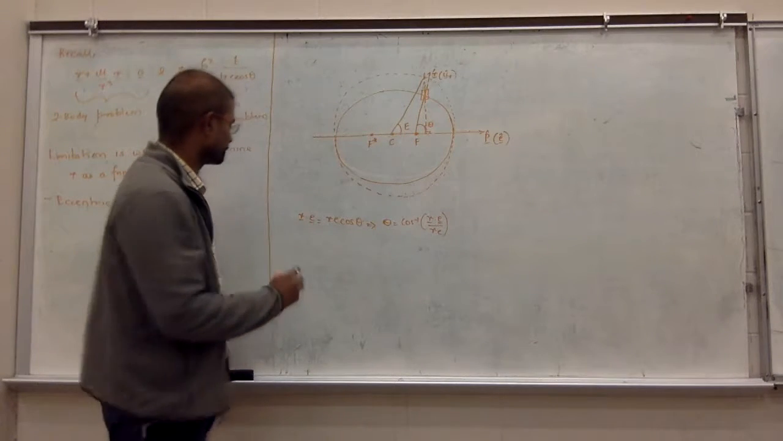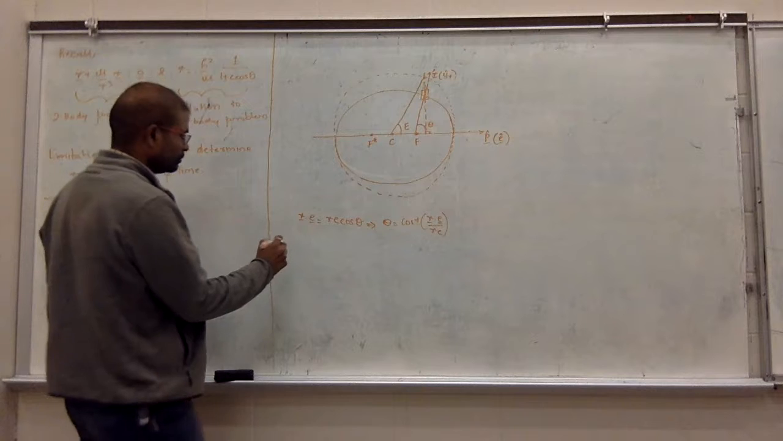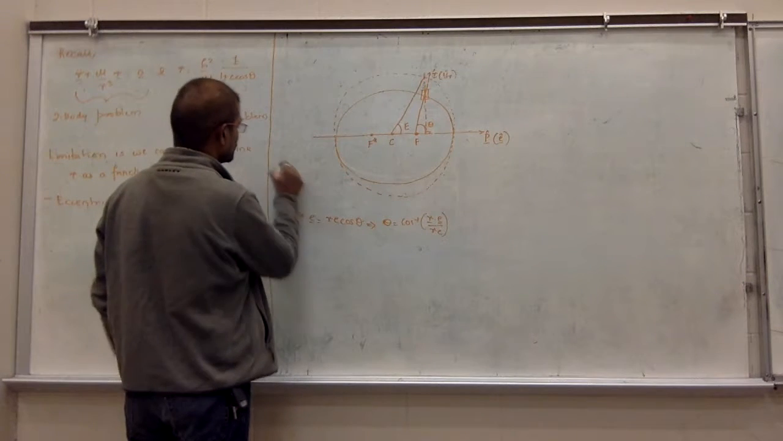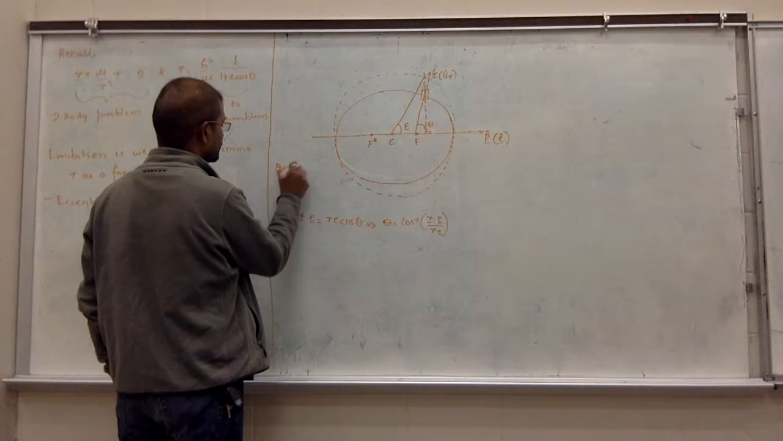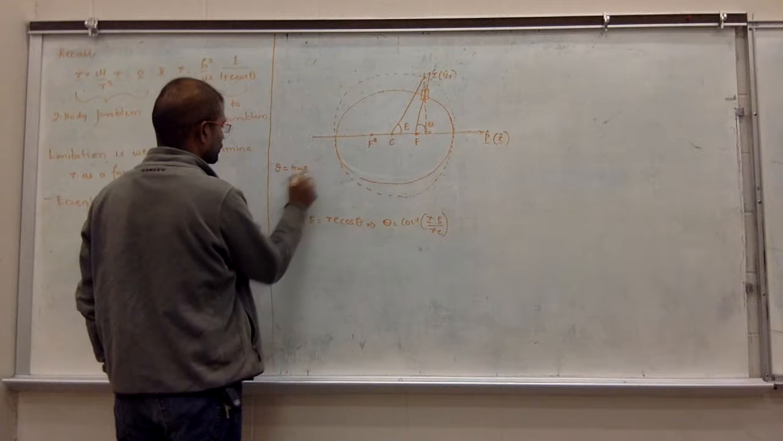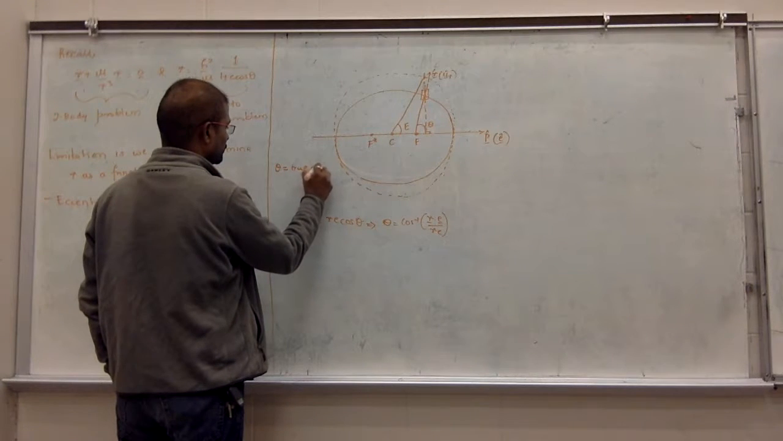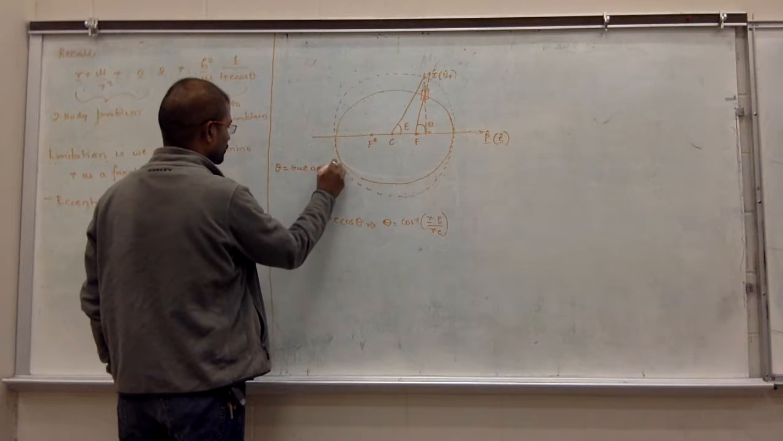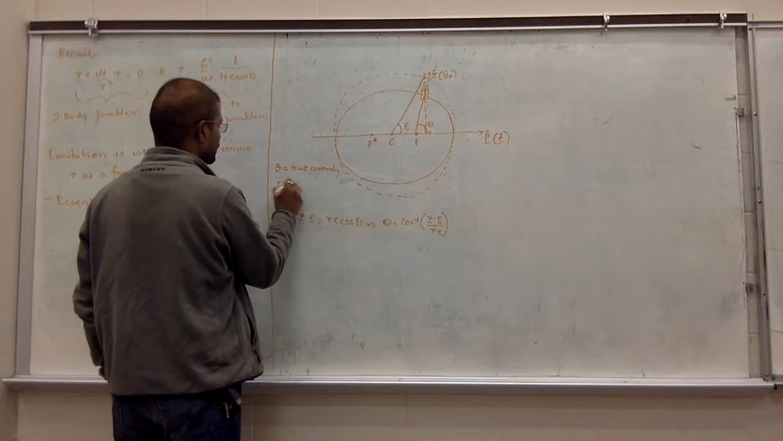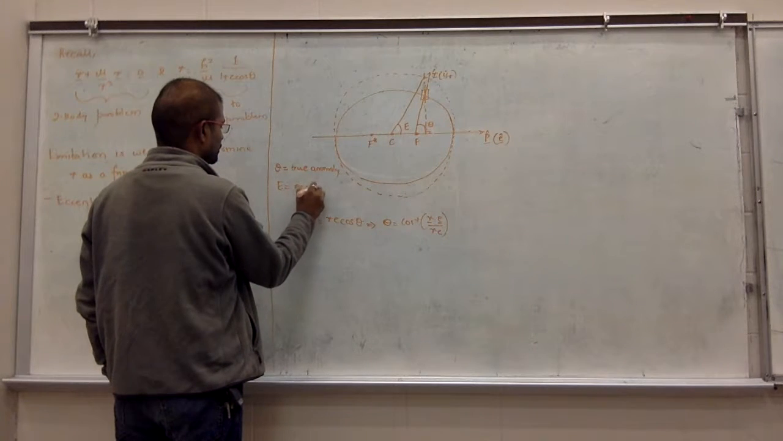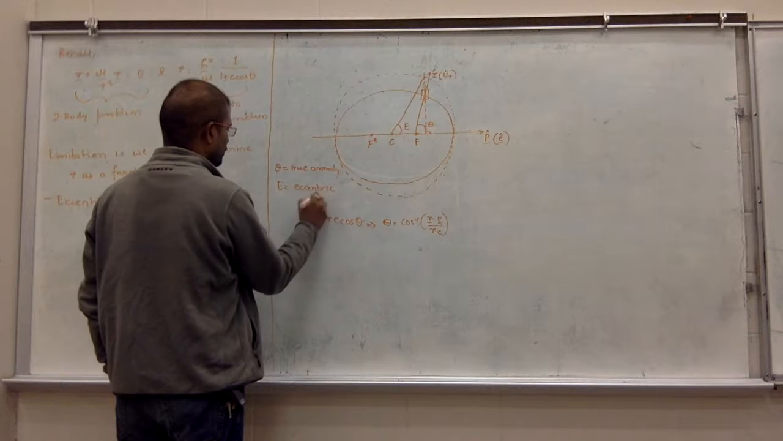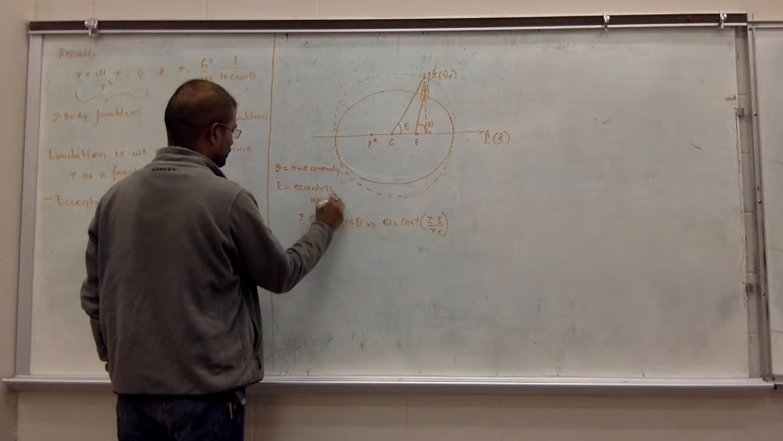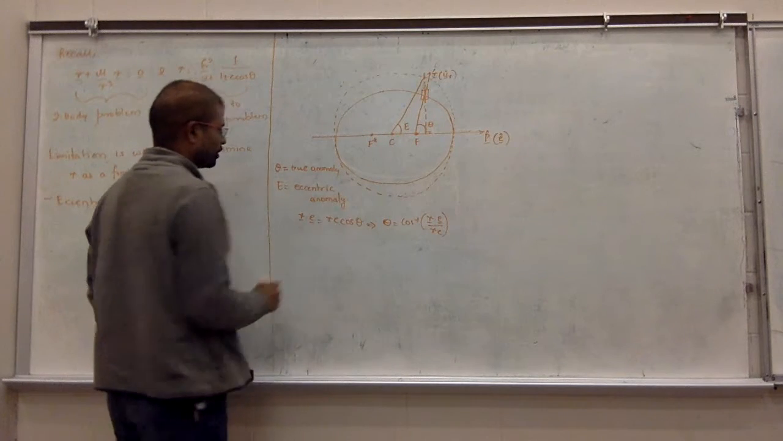So here theta is the true anomaly, and then E is the eccentric anomaly.